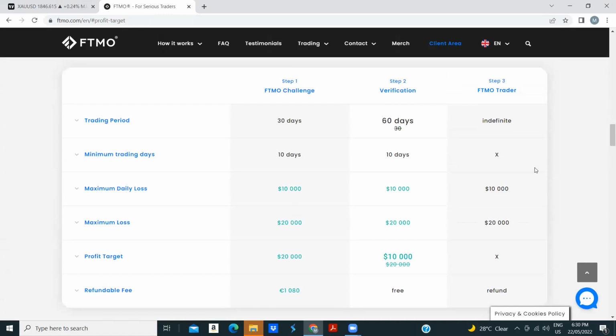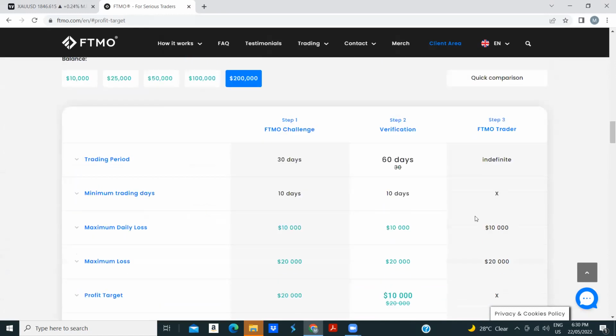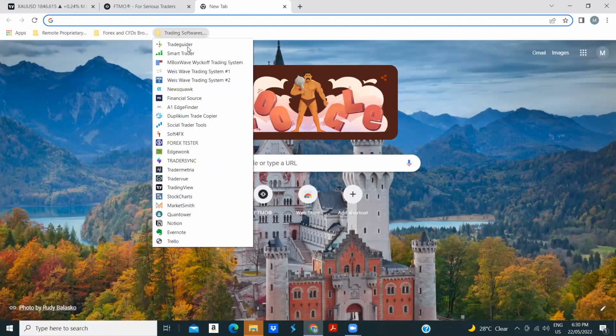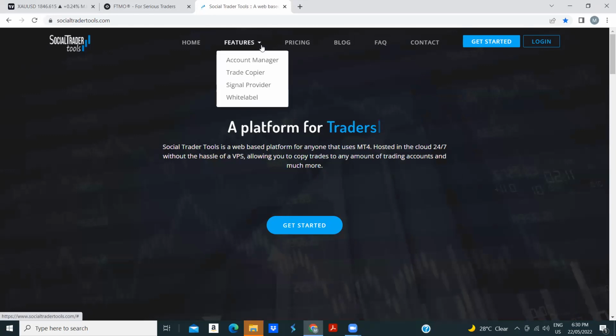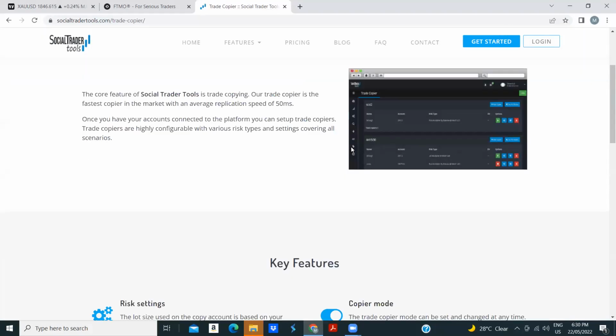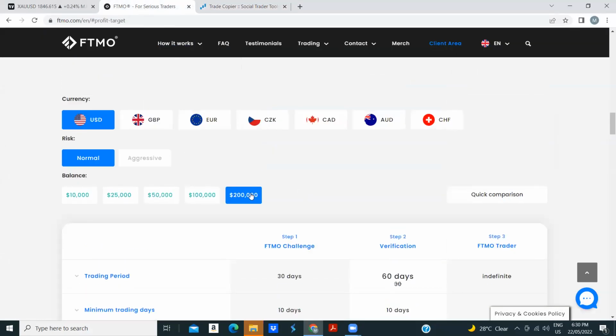So if you want a 400K account, what you can do is get this 200K account and another 200K. And then there is a trade copier, which I call a social trading tool. With this trade copier, you can merge both of these trading accounts. Whatever you trade in the first 200K account will be automatically copied to the other trading account. So you will be able to pass both trading challenges at one time.